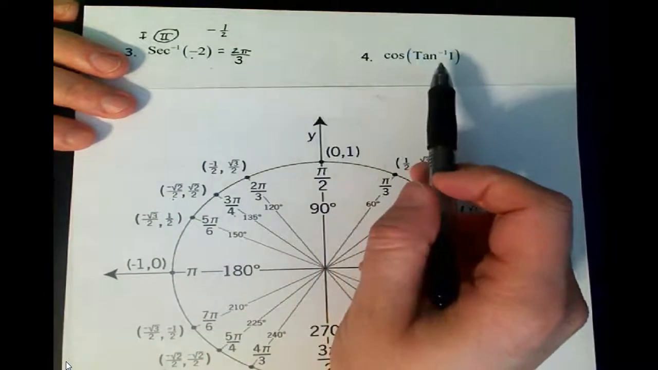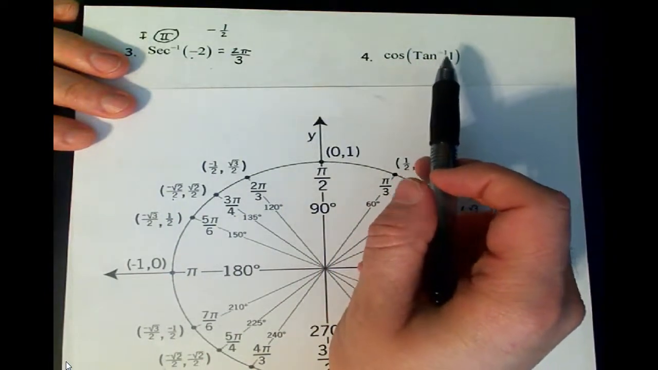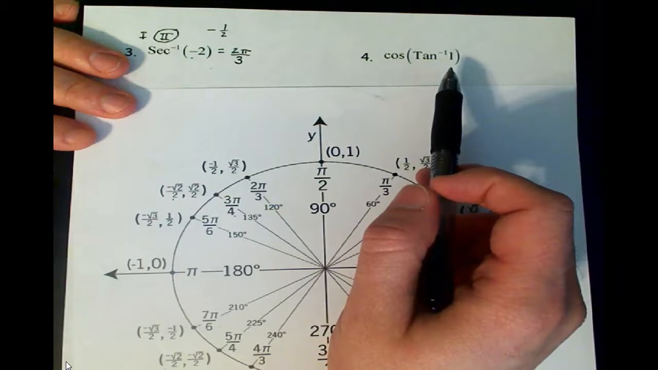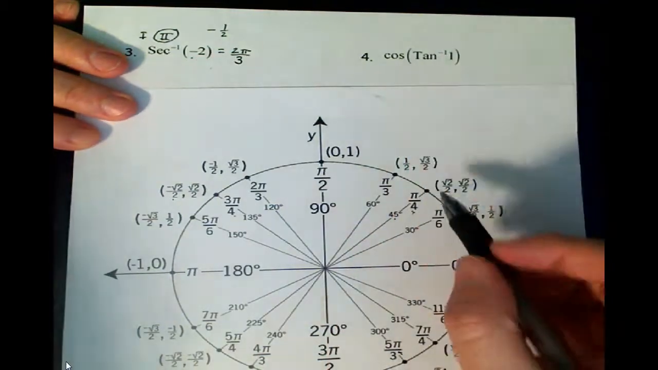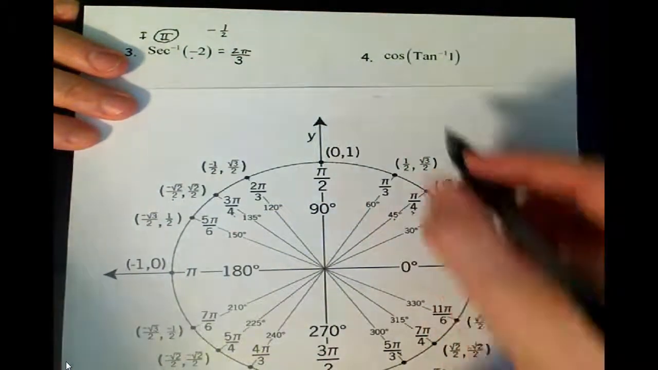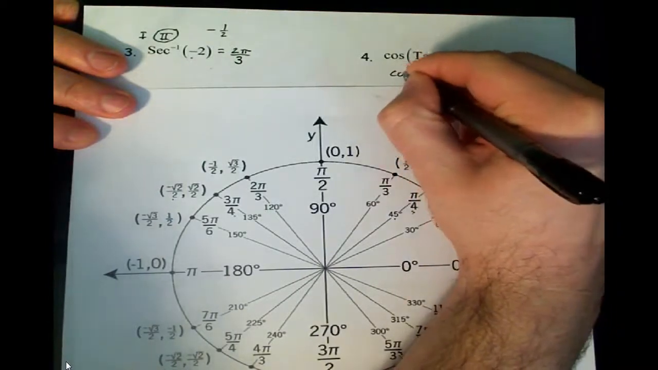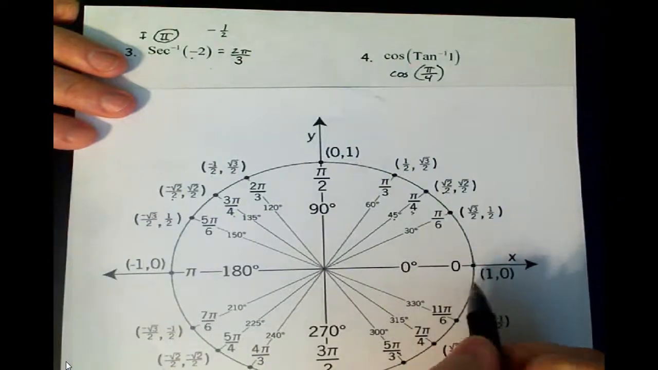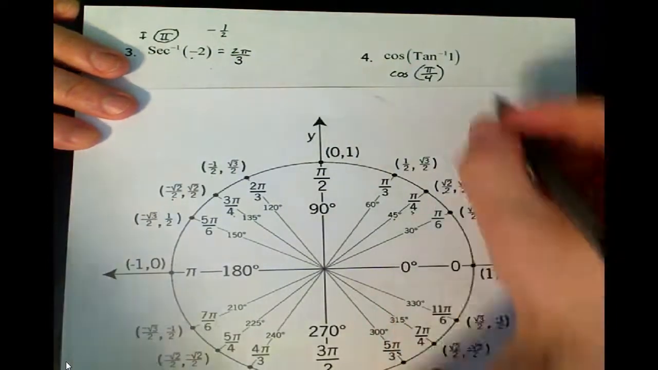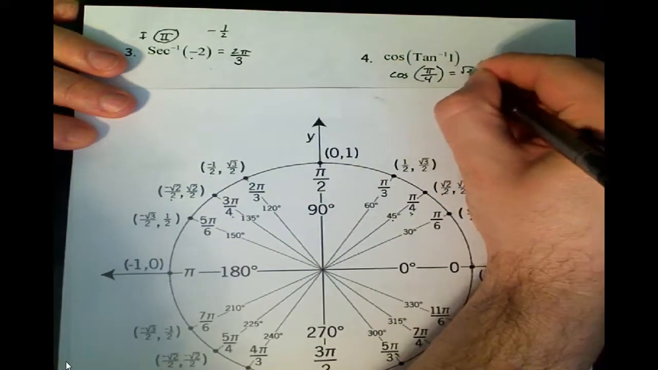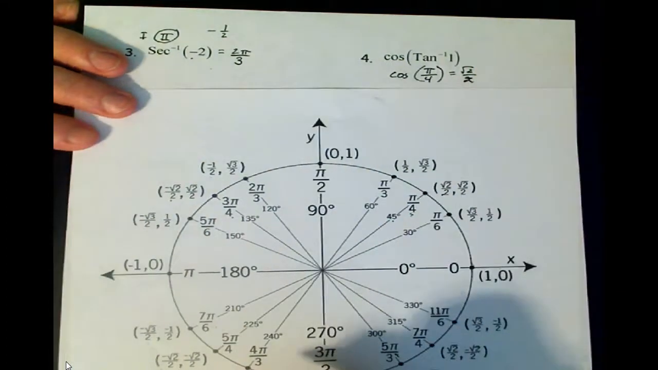Over here. Okay, here's that 1 again. It's a positive 1, so it had to come from a 45-degree angle. It's positive, so it's right here. So pi over 4. And all I have to do is find cosine of pi over 4 after that, which is just square root of 2 over 2. There's my answer.